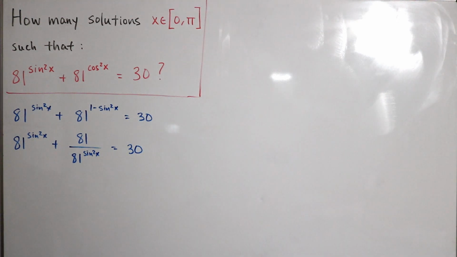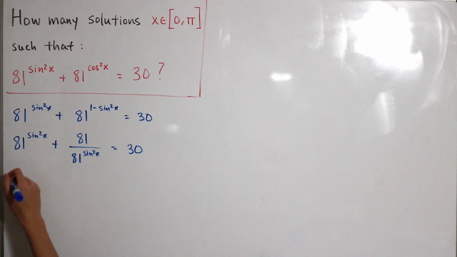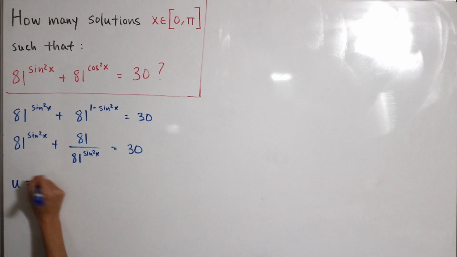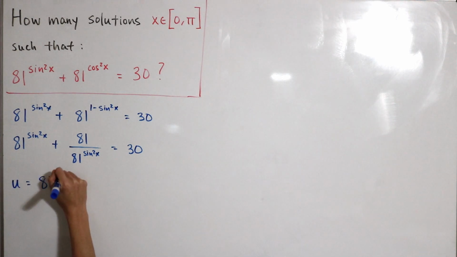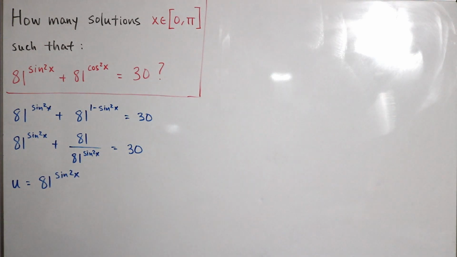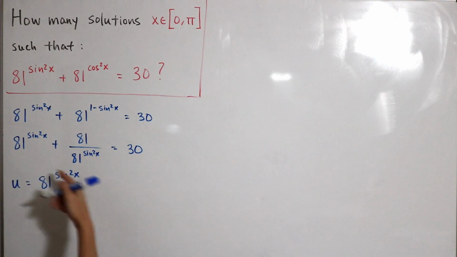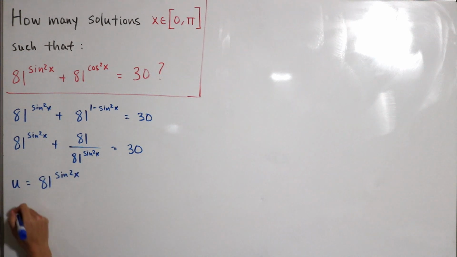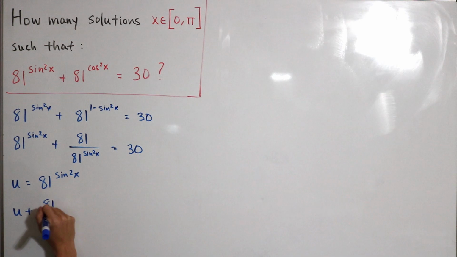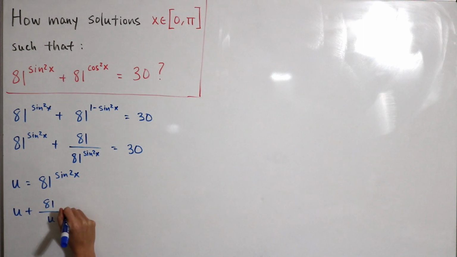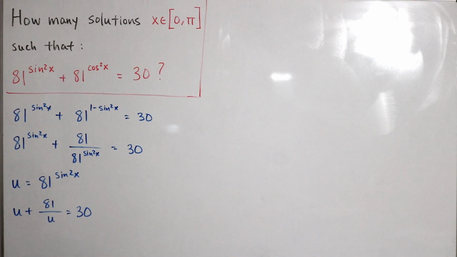So here's the main part of what we're going to do. We're going to do a little substitution, and we'll call u equal to 81 to the power sine square of x. By doing so, we can replace everything in the second line. So here we have u, added to 81 divided by u, equals 30. Okay, this is an easy way to find our values for u.